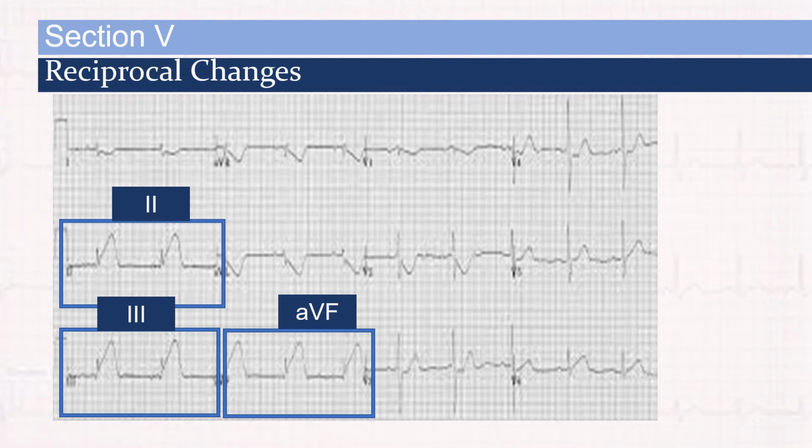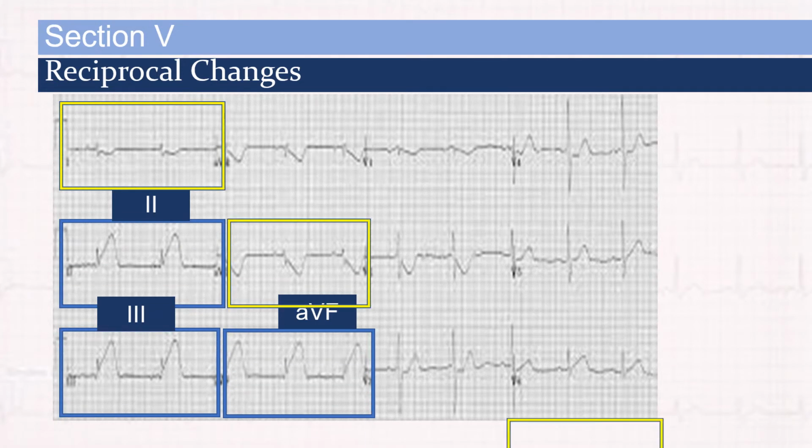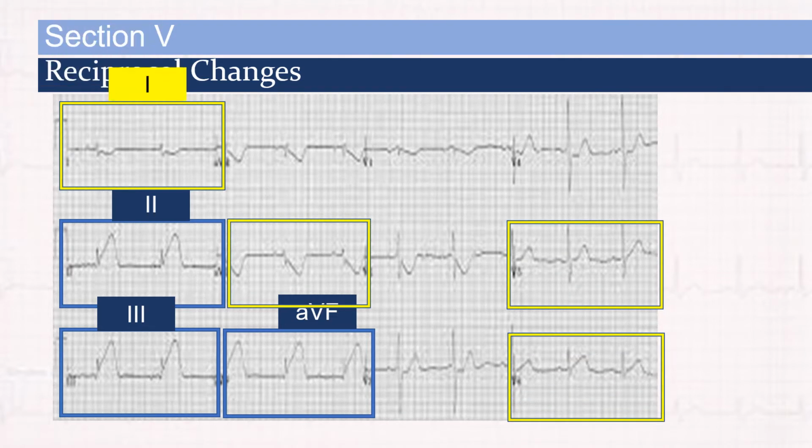So let's talk about the lateral leads first: 1, aVL, V5, and V6. As you look at 1 and aVL, those are going to be the leads that you're concerned with primarily showing reciprocal changes in the face of an inferior wall MI.